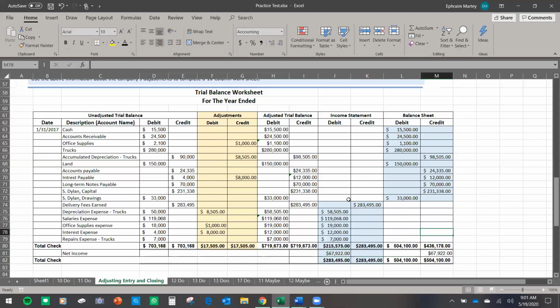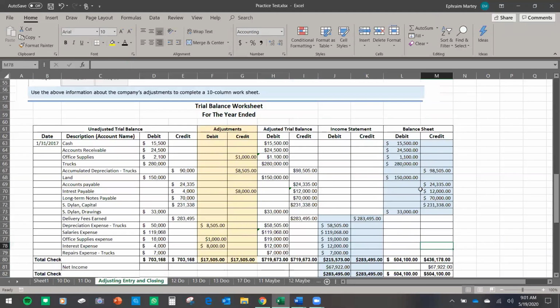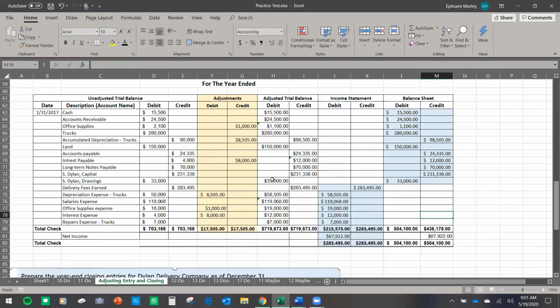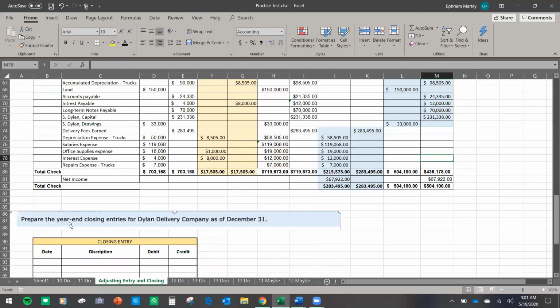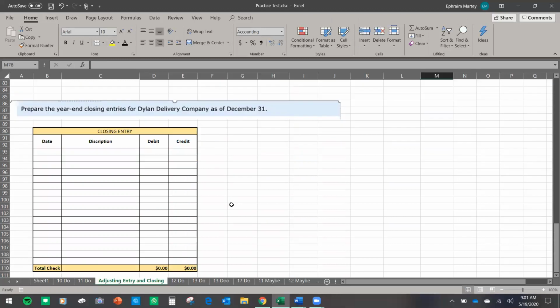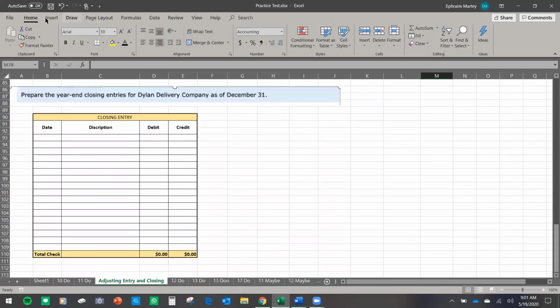Now let's move on. So that is how you do your adjusted trial balance. If you want to review it, feel free to go back and review it again. So now we have what we call preparing the closing entries. Now we're going to prepare a closing entry. This is what you should know for your closing entry.